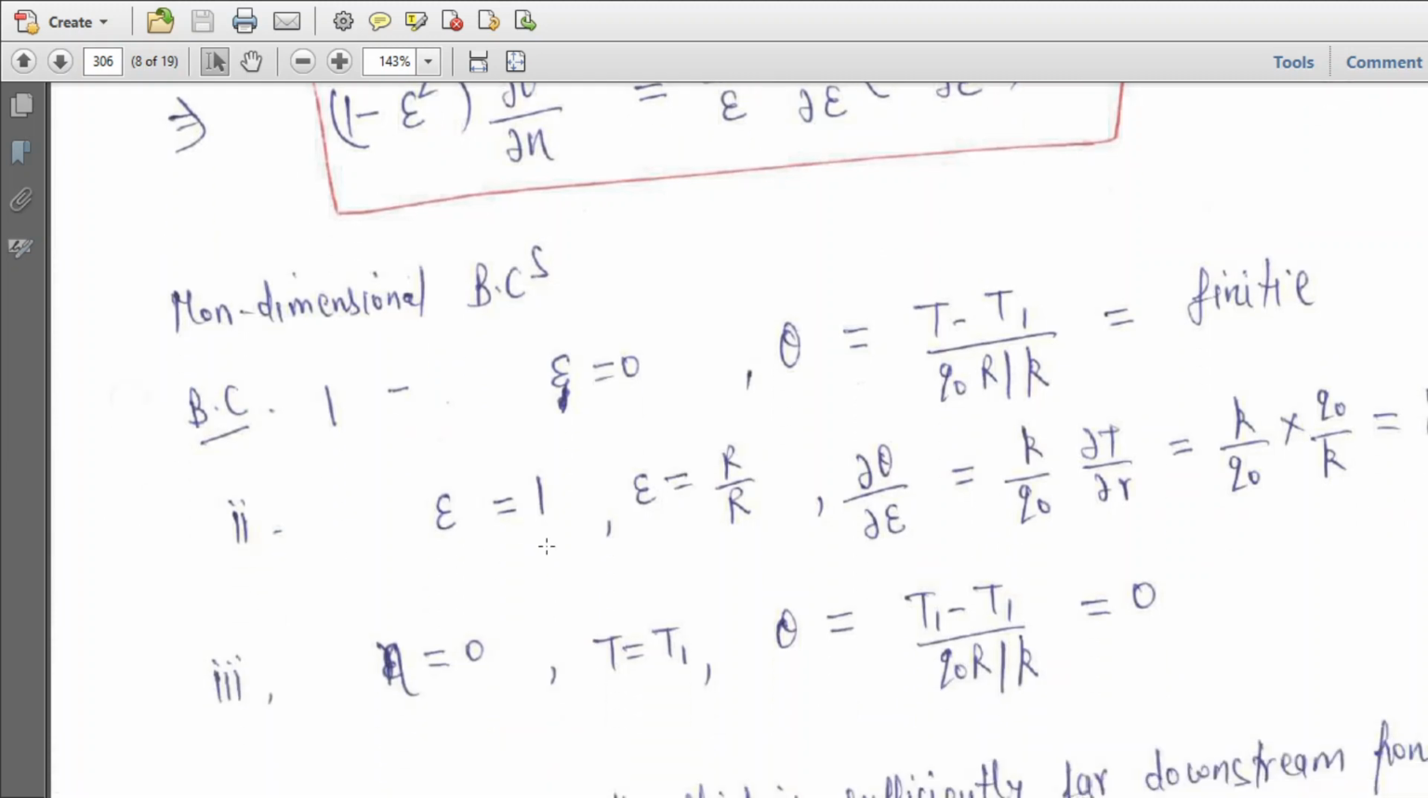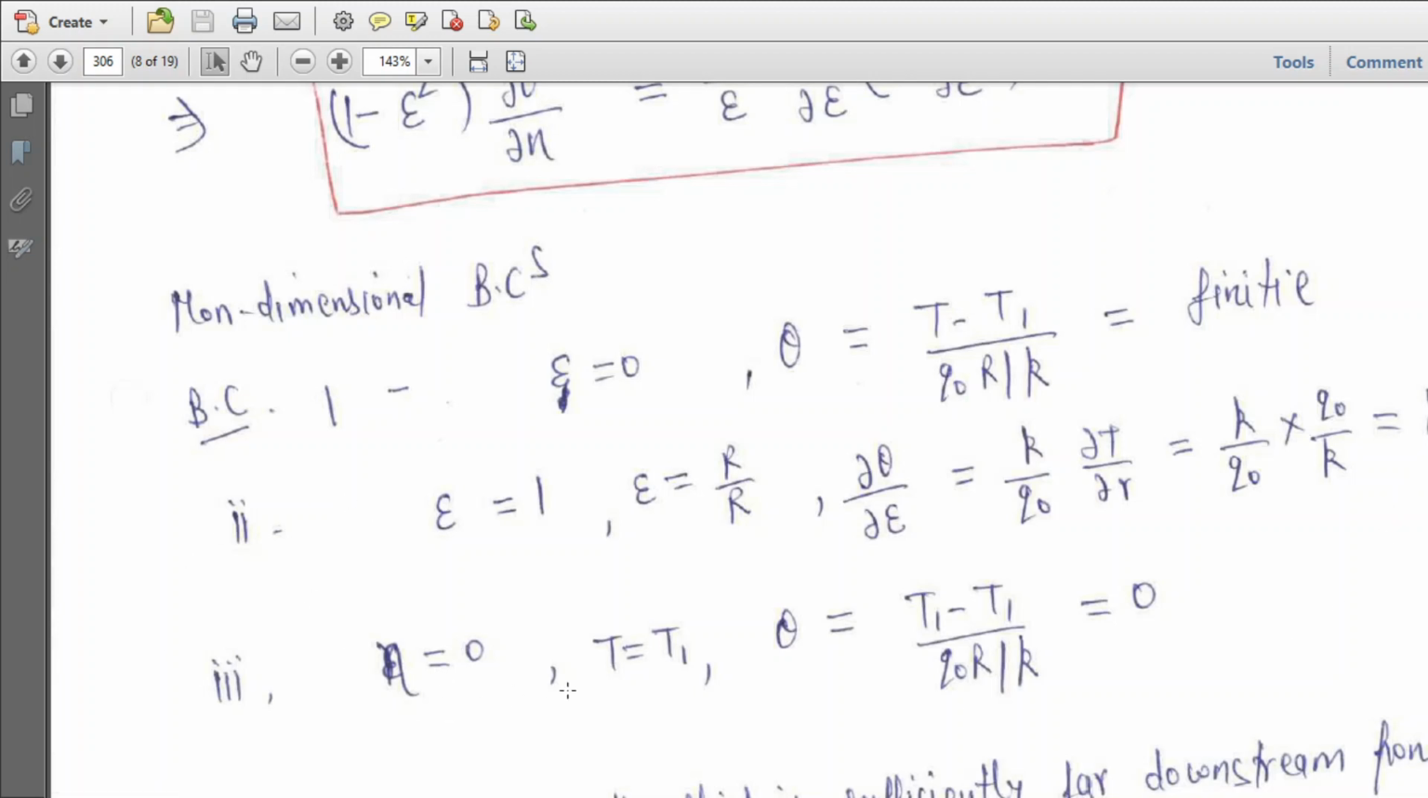Second boundary condition at the wall, that is r equal to capital R, so epsilon would be R upon R, which would be 1. So from here, you have del theta upon del epsilon equal to k upon q naught del T upon del r. From here you can just substitute, so you will get this at R would be q naught upon k, and finally you end up with this answer here, 1.